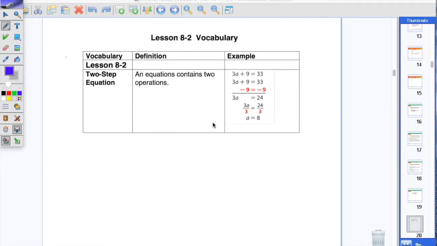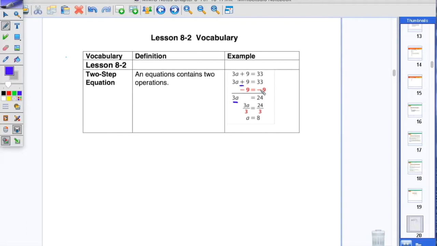We'll start with our vocab for lesson 8.2, and our vocabulary word is a two-step equation, and that's an equation that contains two operations. So in our example, 3a plus 9 is equal to 33. Our first operation is addition. Our second operation is multiplication. So that is called a two-step equation.